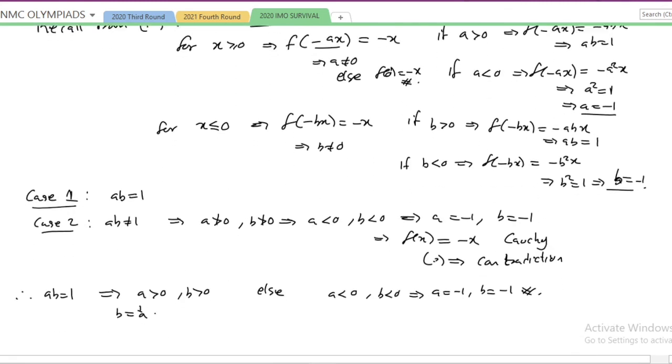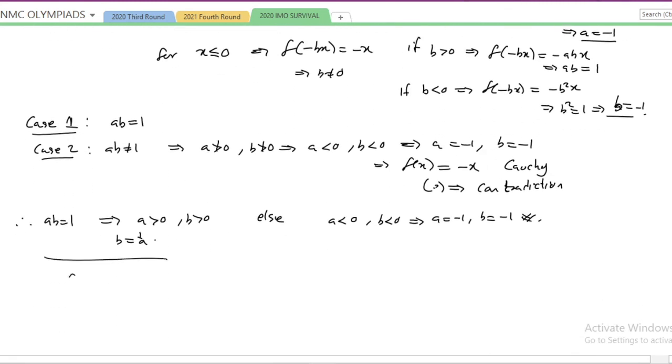Okay, so we had this: f of y plus z is equal to f of y plus f of z minus 3 over 2 times the mid of 0, y, and minus z.